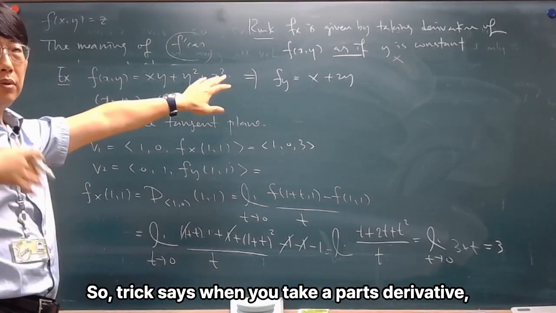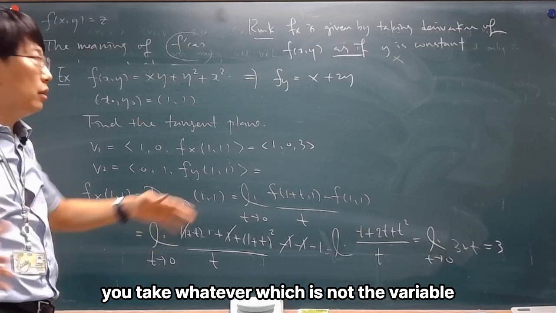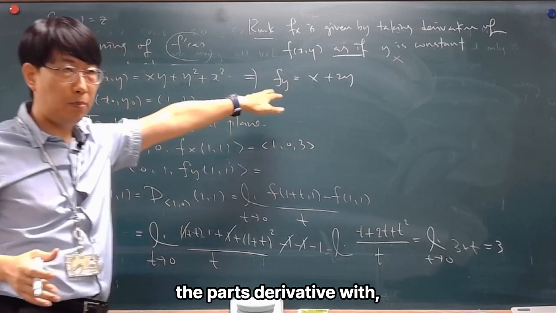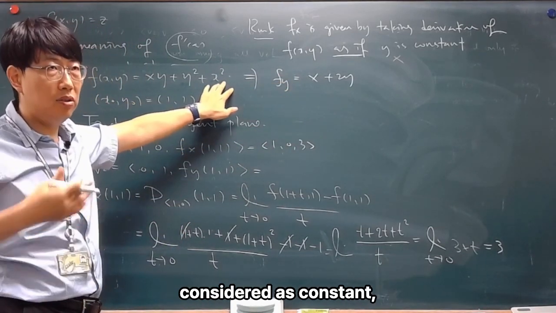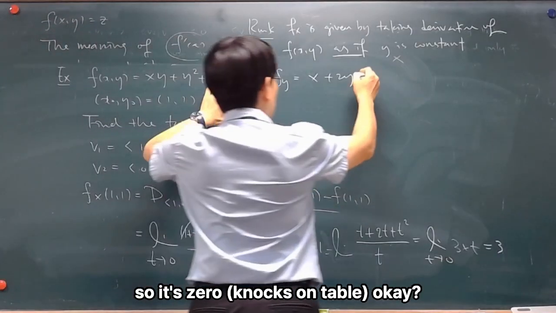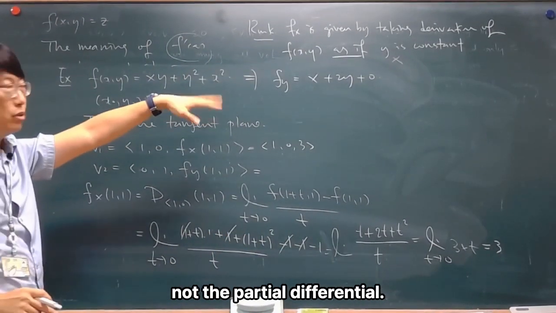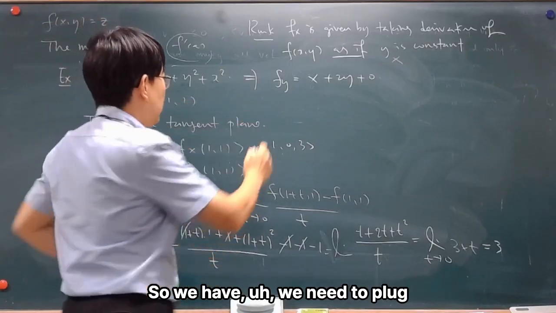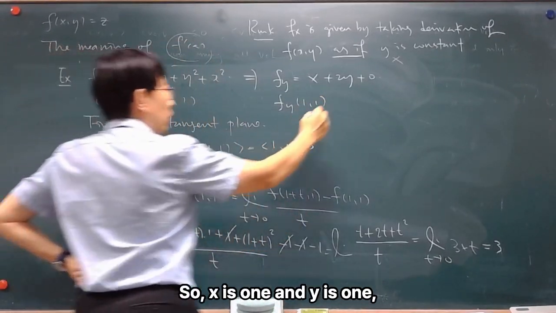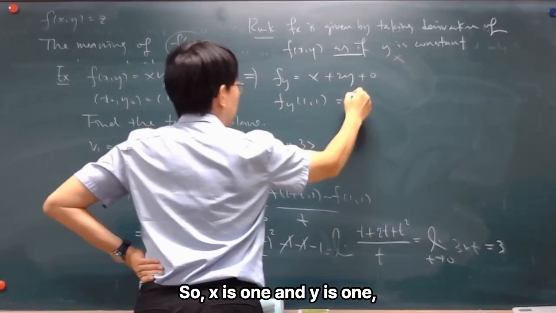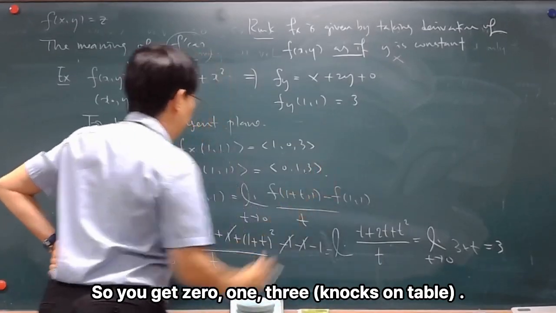The trick says when you take a partial derivative, you take whatever is not the variable that you're taking the partial derivative with respect to as a constant. So x squared is just a constant, so it's 0. Okay. So that's a partial derivative, not the partial differential. Now we need to plug in 1, 1 here. So x is 1 and y is 1. It also is 3. So we get 0, 1, 3.